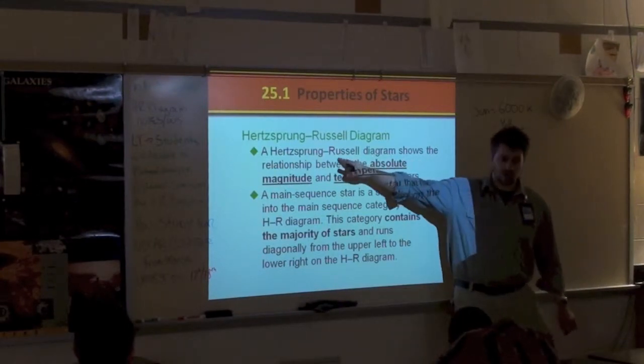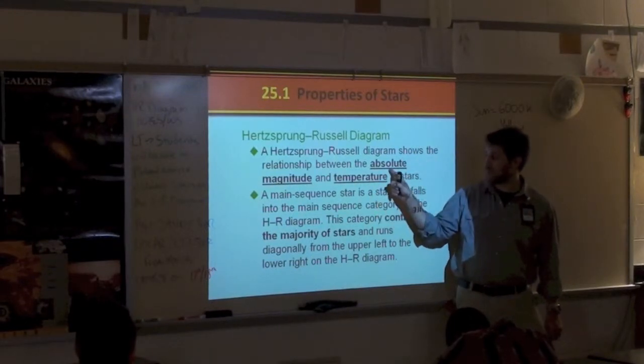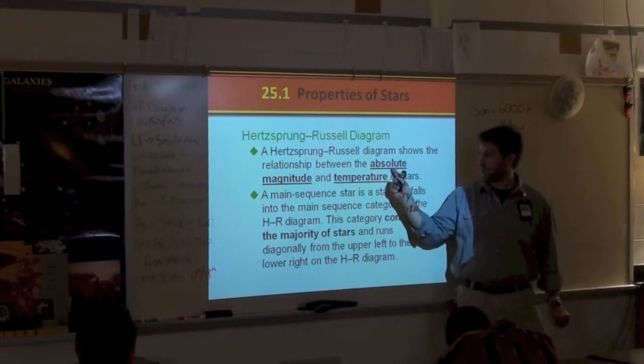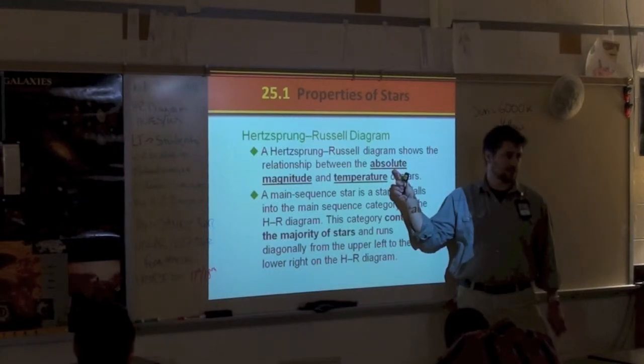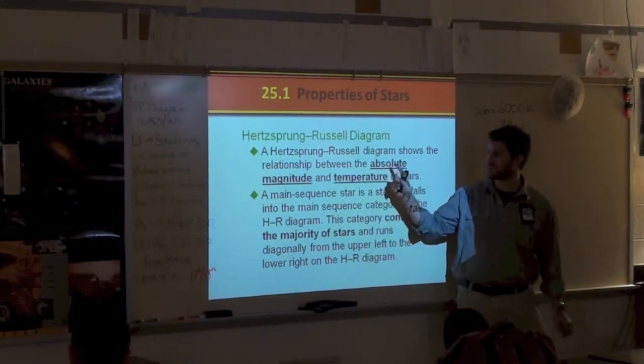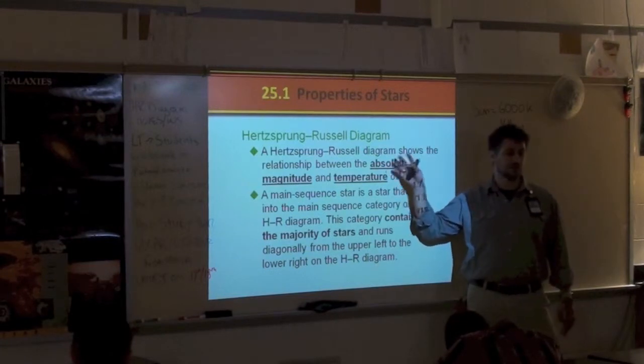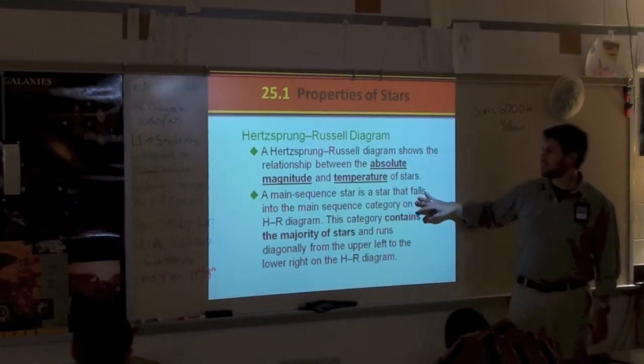The Hertzsprung-Russell diagram shows the relationship between absolute magnitude and temperature. Absolute magnitude, we can also call it luminosity, how luminous, how bright it is. So absolute magnitude, luminosity, brightness, and temperature of the stars. We know this, we talked about this, we did the worksheet.